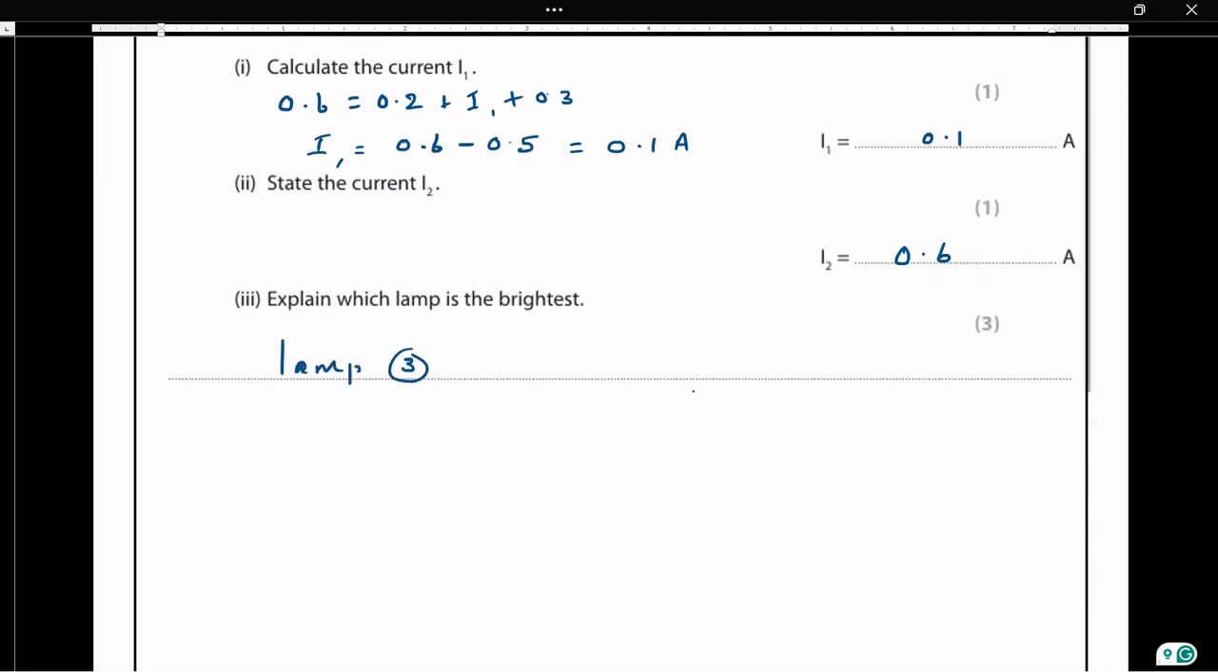Lamp 3 is the brightest, as the highest current is flowing through it.